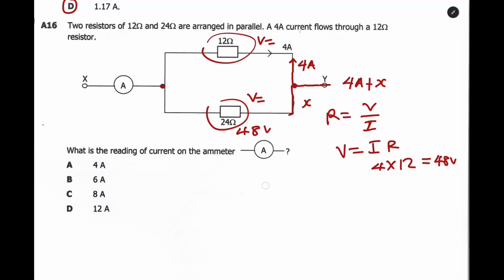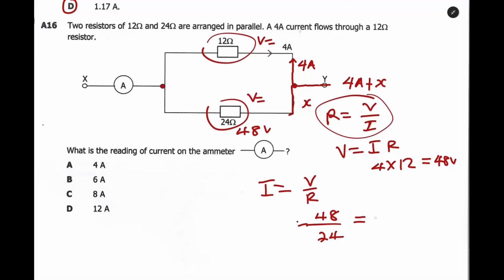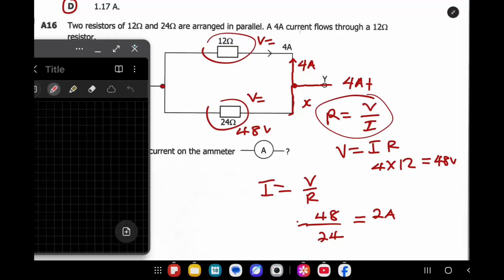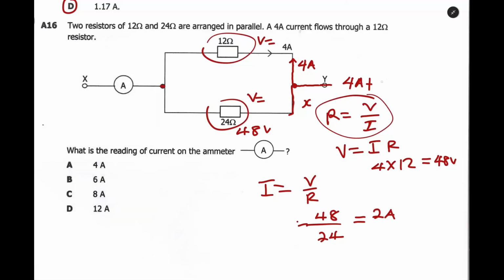Let us find the current at this point. Current is equal to voltage divided by resistor. From this, I've just made current the subject. What is the voltage? 48. What is the resistor? 24. This gives us 2 amps as current. Then we can add it now. We can add plus 2 amps. And therefore, this gives us what? 6 amps. So the answer here is B. I guess you've gotten a thing.